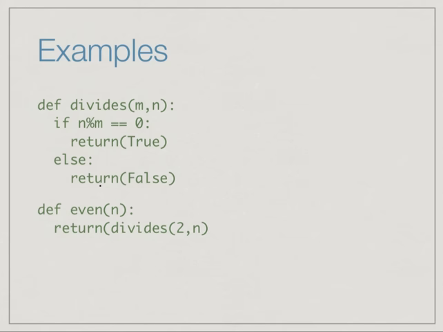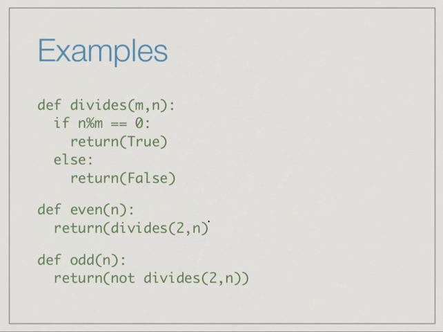Now what we can do is define another function called even, whose value is derived from here. So we check whether 2 is a divisor of this number. So we check whether 2 divides n. If 2 divides n, then n is even, we return true. If 2 does not divide n, n is odd, we return false.